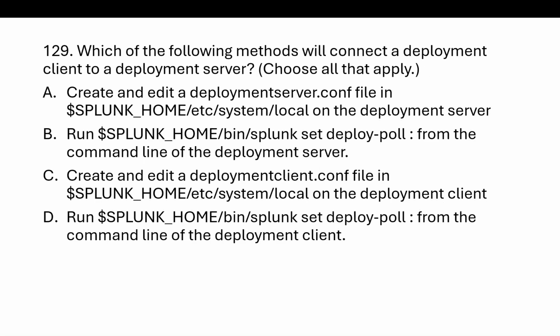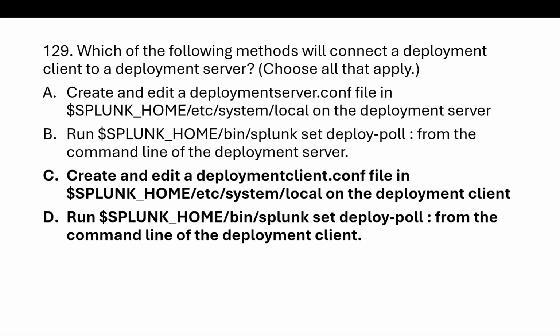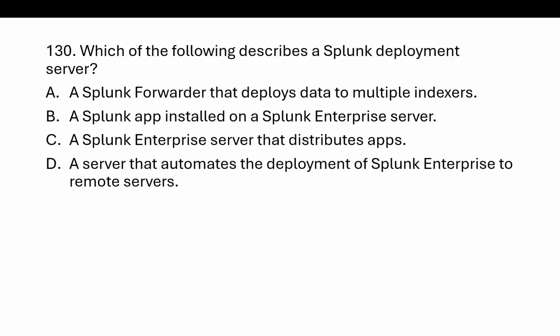Question number 129. Which of the following methods will connect the deployment client to the deployment server? Here are the possible options, and the answers are option C and D. Option C, create and edit the deploymentclient.conf file in SPLUNK_HOME/etc/system/local on the deployment client. Option D, run SPLUNK_HOME/bin/splunk set deploy-poll from the command line of the deployment client.